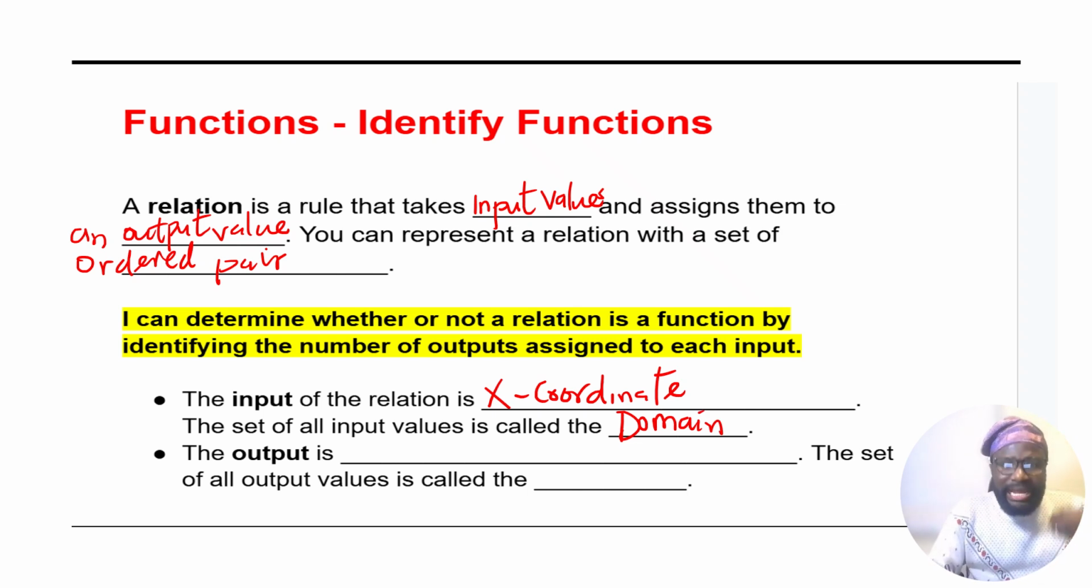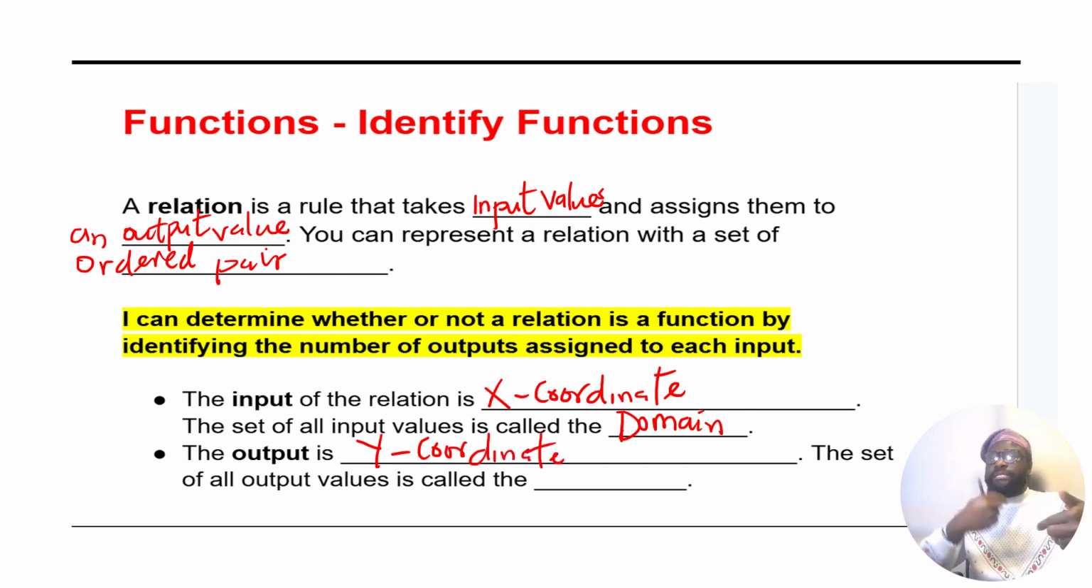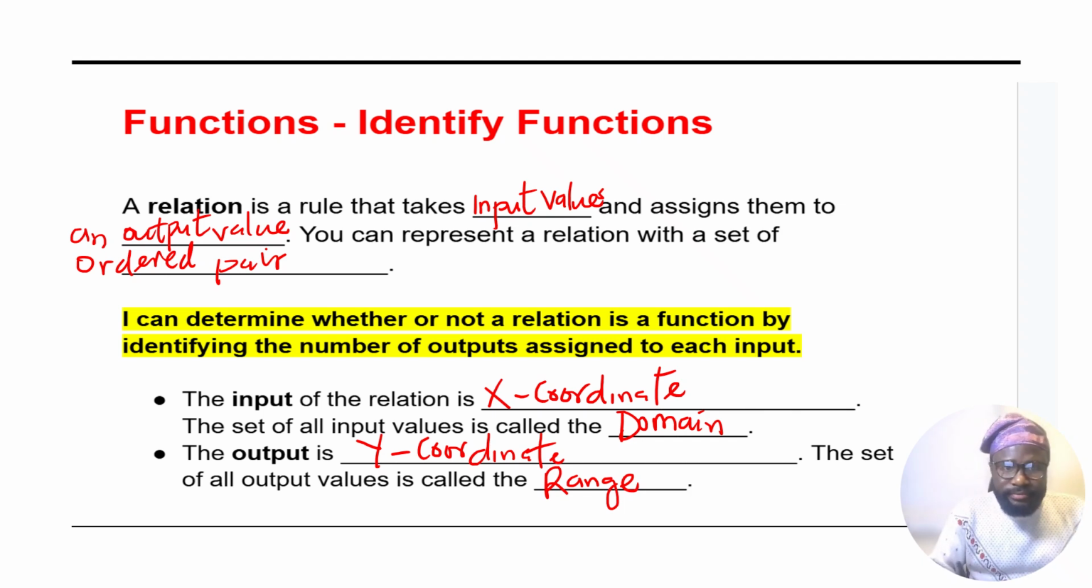Now, the output is the y coordinate, as expected. We are doing it mathematically now. We are bringing it from the real life situation to math. The output is the y coordinate, and the set of all outputs is what we call the range.